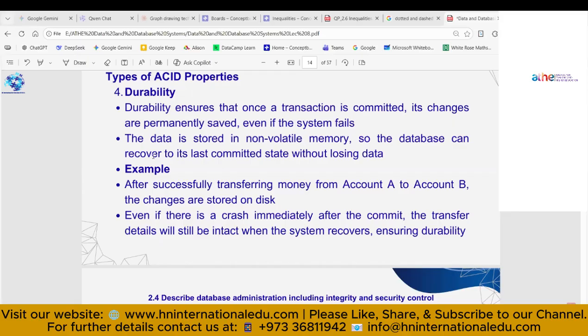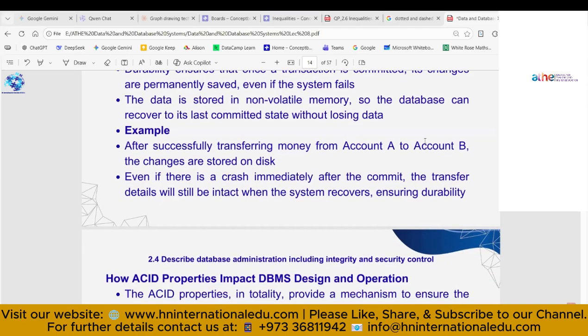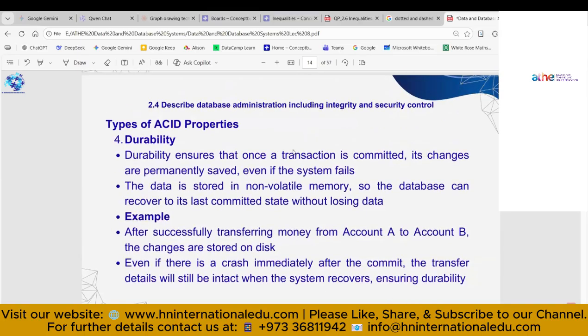So the database can recover to its last committed state without losing data. Even if you turn off your PC or laptop, your data is still saved and you can get back to it without losing it. For example, after successfully transferring money from account A to account B, the changes are stored on the disk, and not in the volatile memory. So even if there is a crash immediately after the commit, the transfer details will still be intact when the system recovers. So this ensures durability.